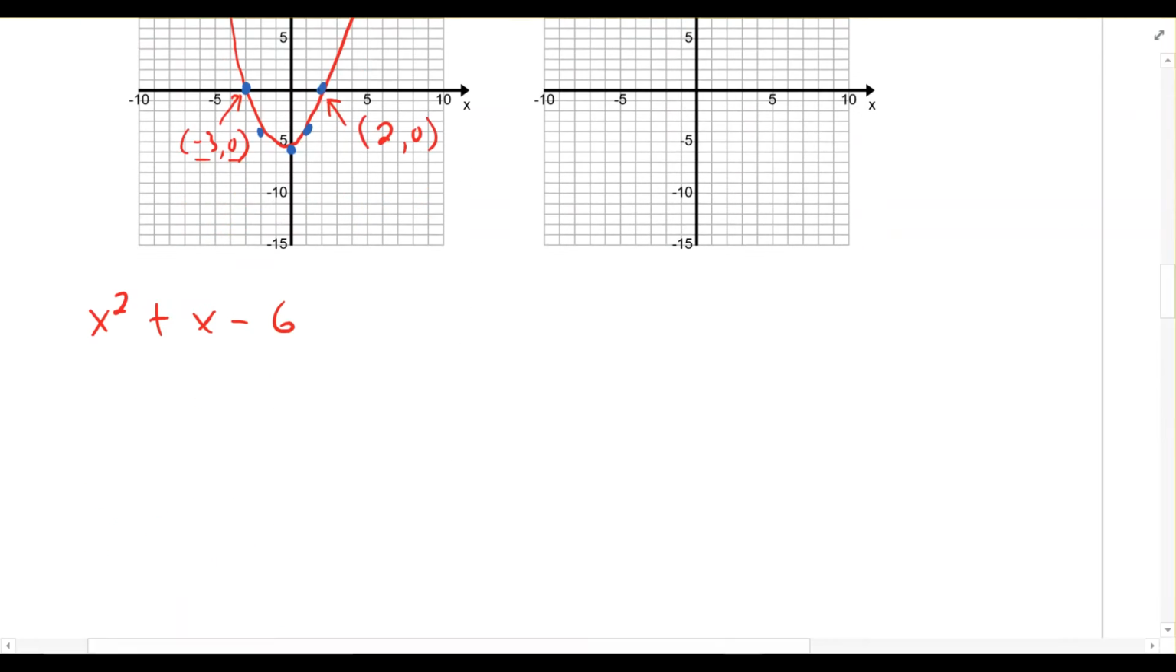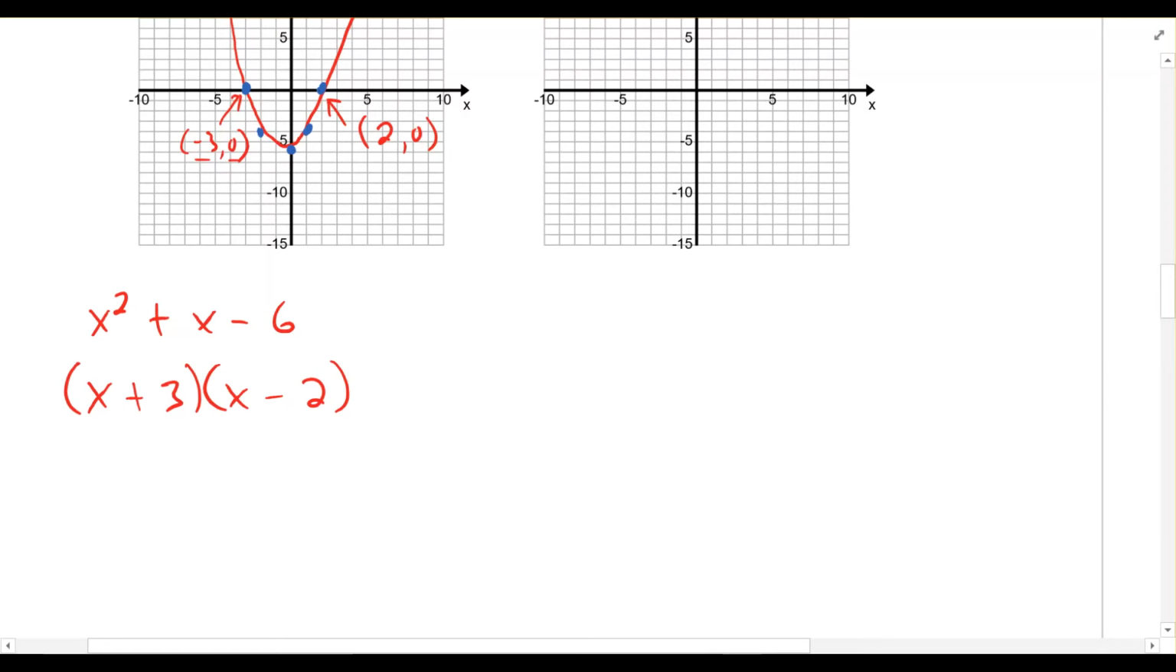So if we factored this, just like we were doing in the last one, I told you factoring was going to come back in. So we're going to have an x and an x. My two numbers need to multiply to 6 and add to 1. So what about 2 and 3? And then this would be a positive and this would be a negative. Okay, so we factored it.